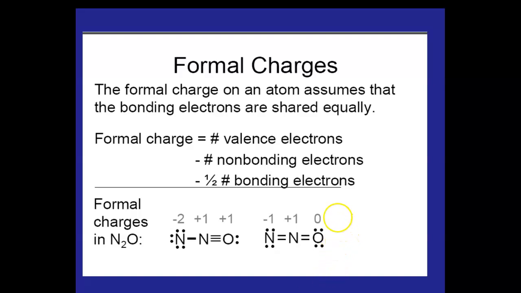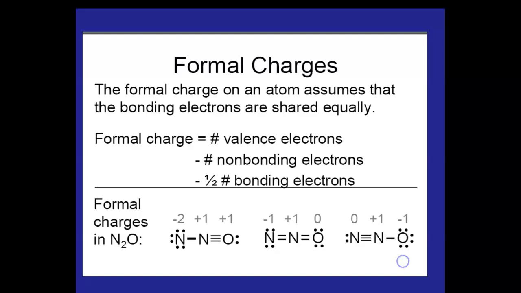Here we have the double bonds between the nitrogens and a double bond between a nitrogen and oxygen. This is a little better because, and I suggest you do this, go ahead and do the math. The nitrogen on the left is a -1, the one in the middle is a +1, and the oxygen is now at 0. Now, that's still not what we would like to see because oxygen still has more attraction for electrons than nitrogen does. But it's certainly better than the resonance structure on the left.